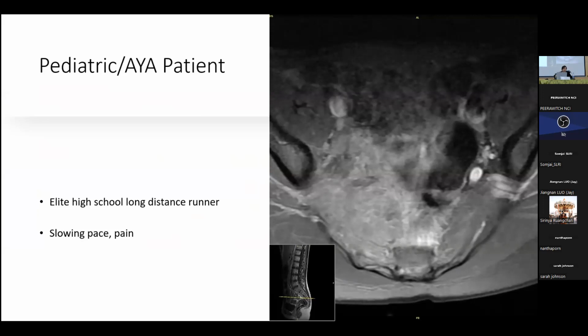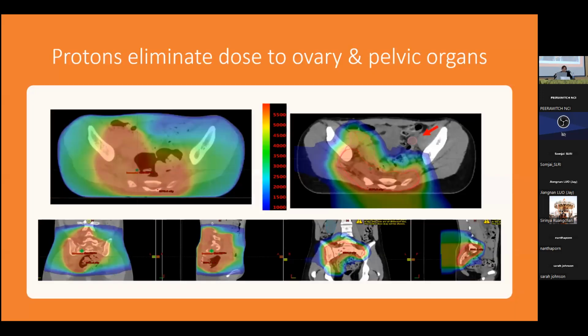I believe she was 15 years old when she first presented, but she used to run marathons and such for high school in track and field, and gradually she became slower and it was painful to run, because she had this massive tumor. And here's just showing a quick example again, motivating proton therapy before we go into some of the details of why we want to do this.